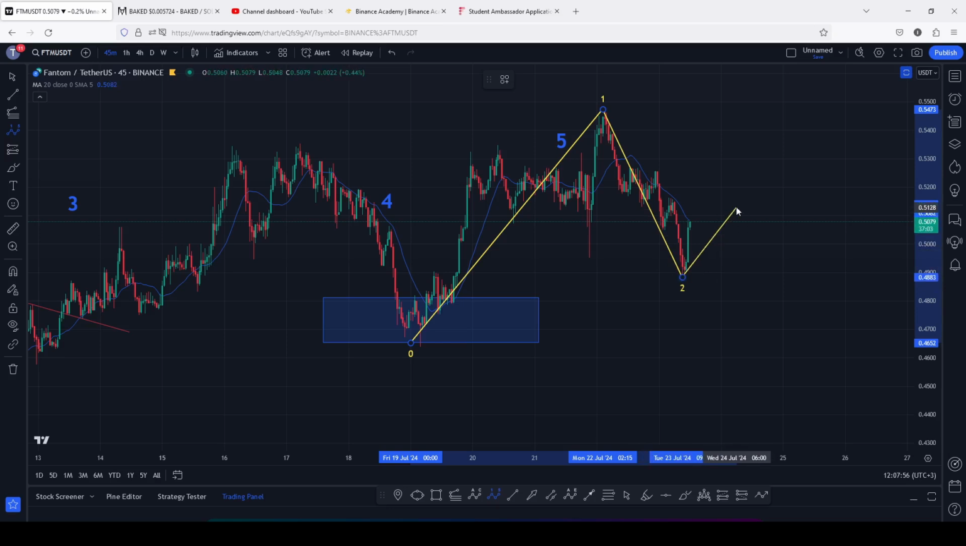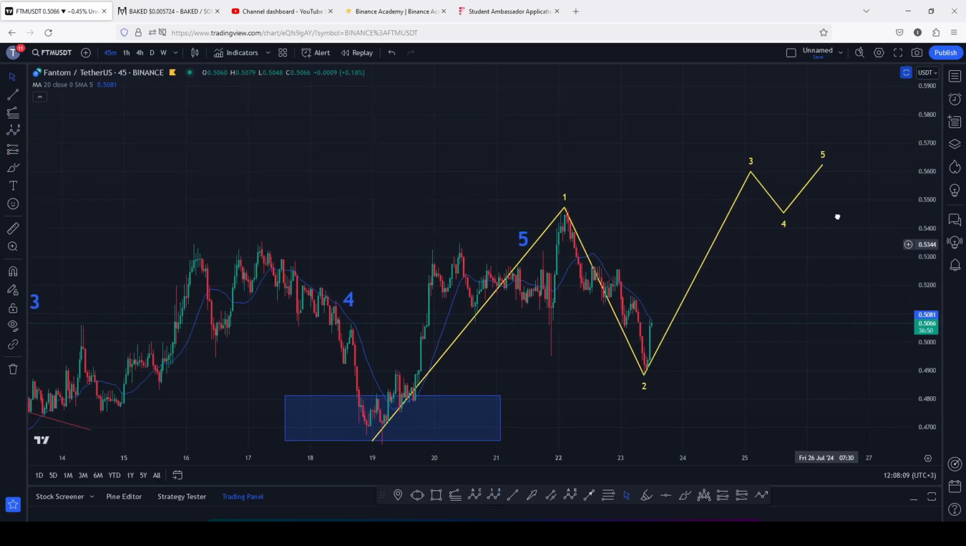second wave. And I now believe that there are high chances that we have bottomed out in this Elliot wave count 2, and we could be starting an impulsive move in an Elliot wave count 3, then expect a wave 4 and then a wave 5 to the upside.